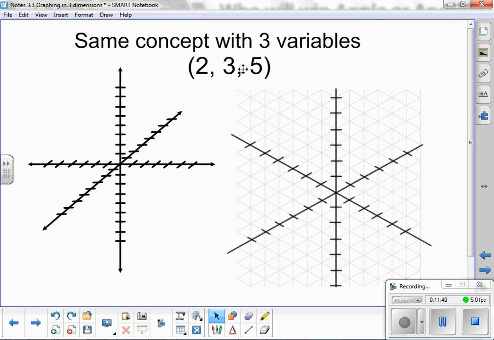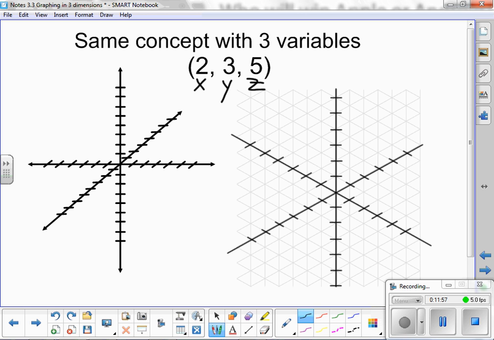Okay, so (2, 3, 5). Now, it's harder to draw on here because you have to imagine the lines keep going. This is a little bit easier, so I'm going to do it on this isometric graph right here. If you have graph paper, you should start this now. If not, pause it, go get the paper, and start after you get the paper.